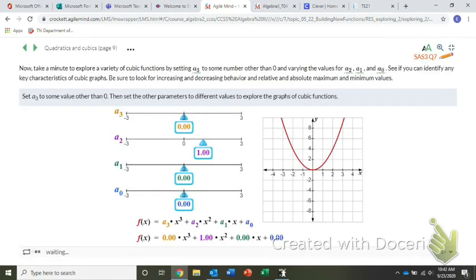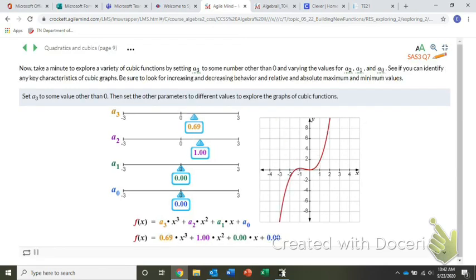All right, number 7. On your paper, it says, does every cubic function have some sort of max or min value? Well, no, it doesn't, because right here, this graph is strictly increasing. Right here, this graph is strictly decreasing. So I don't really have a max or min value. So for number 7, it is no.